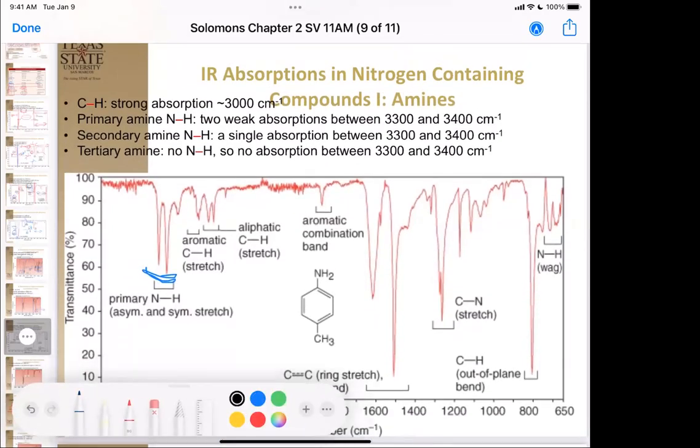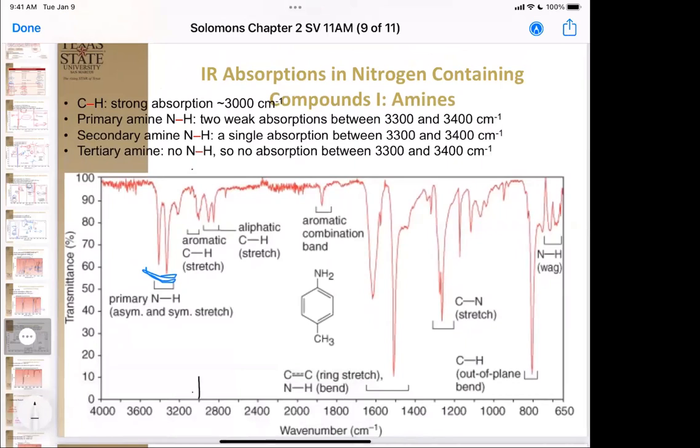Let's do here. Our 3,000 is going to be right here. So that means this is probably the carbon-hydrogen peaks here. These are probably the aliphatics for this. We have a combination peak. We have a peak right here. This one right here is probably the carbon-carbon double bond because we see that in the aromatic ring.